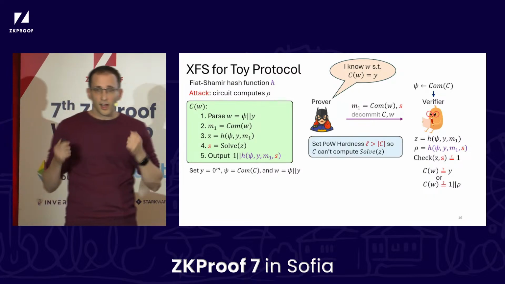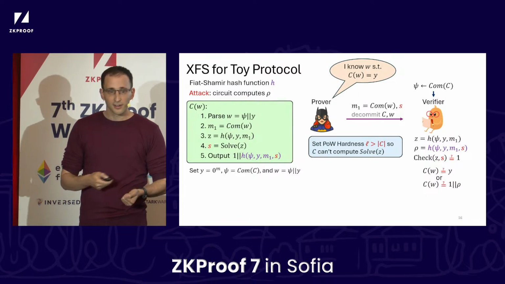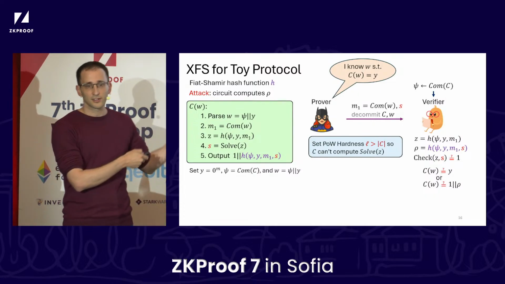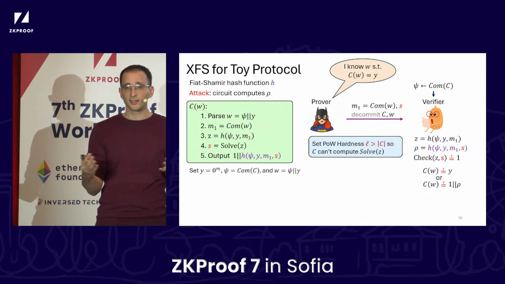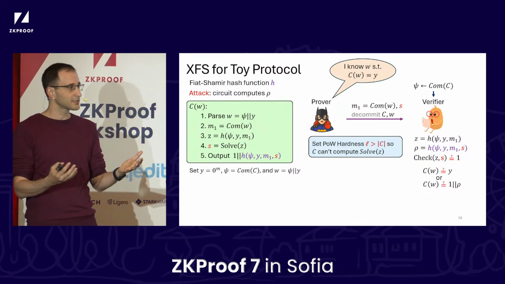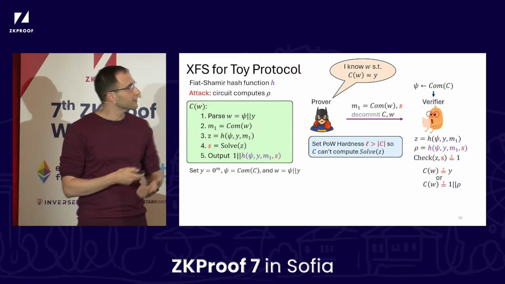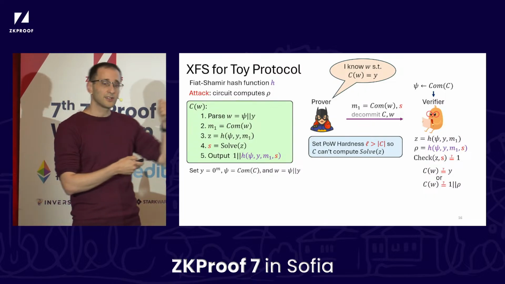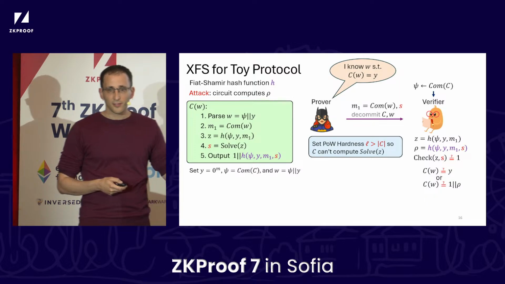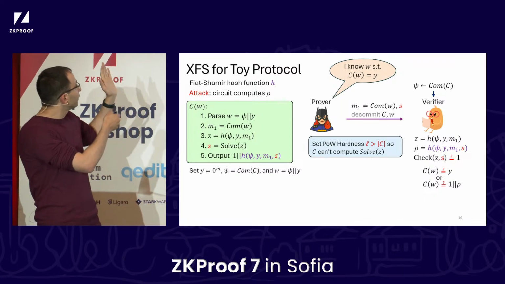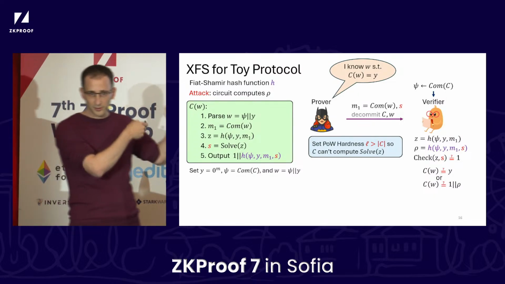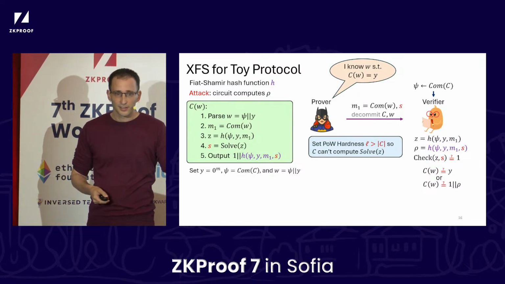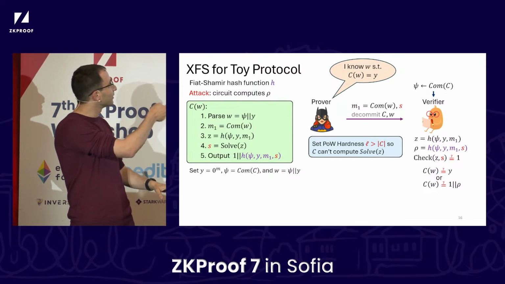We put the hardness of the proof of work L to be larger than the size of the circuit. So the prover should first decide on some circuit, or at least the circuit size, and after we have the size of the circuit, we can define L to be slightly larger than C. If L is larger than C, then there's no way that this circuit solves the puzzle, so it cannot run this thing and be the same size.